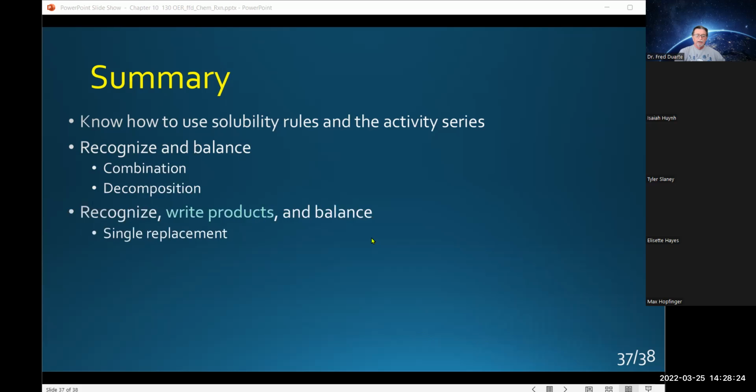Okay. Recognize, write the products, and balance single replacement reactions. The single replacement reactions deal with the activity series. If the most reactive metal, based on the activity series, is in compound form, then there's no reaction. If the most reactive metal is not in compound form, then there is a reaction, and you simply replace the position of the metals. As far as the ionic compounds, remember to write those as ions first so you can put them back together with the correct ratio. Okay.